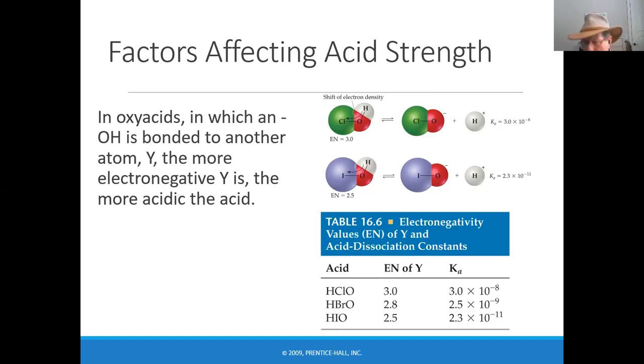Come back at me, guys. You are going to have to do this on the test. I'm going to give you an example of 3 or 4 acids, and you're going to have to tell me which is the strongest and which is the weakest. Does anybody not understand this?